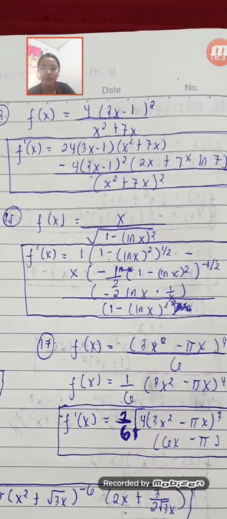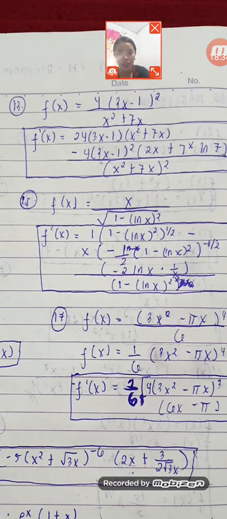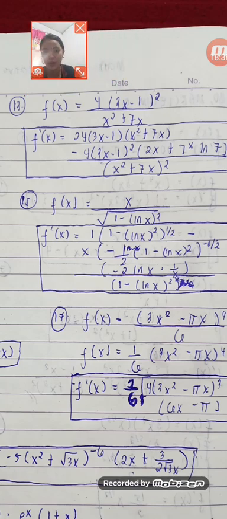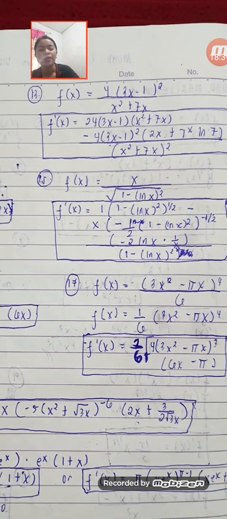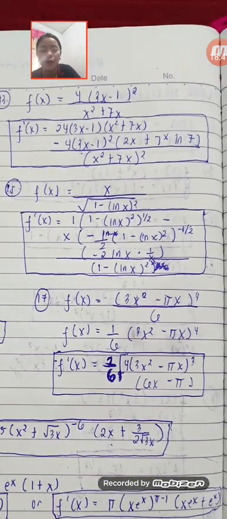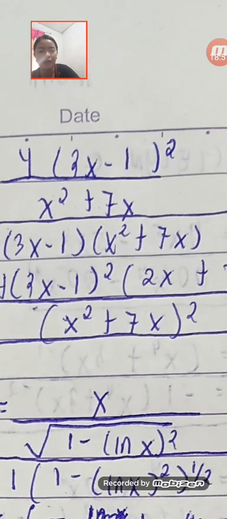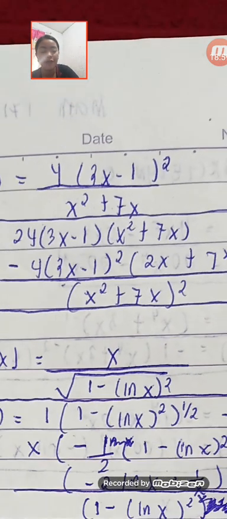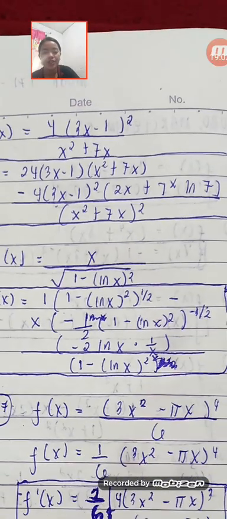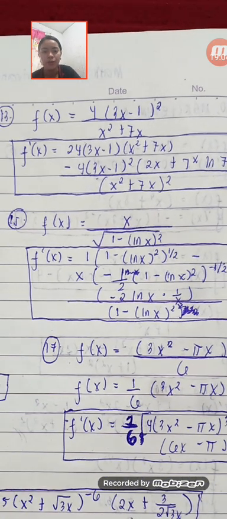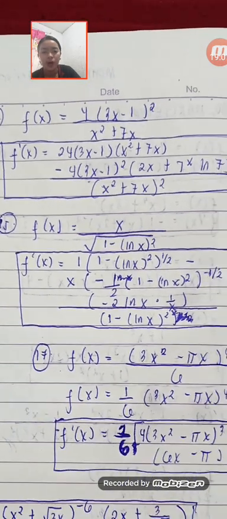For item number 13, it's a little bit challenging, but again, we just need to use the formula of the rules of the derivatives. For f of x, we have here 4 multiplied by 3x minus 1 squared over x squared plus 7x. So in this part, we just need to use the quotient rule and at the same time the chain rule, since as we can see, we have here a function. We just need to use a chain rule for that.